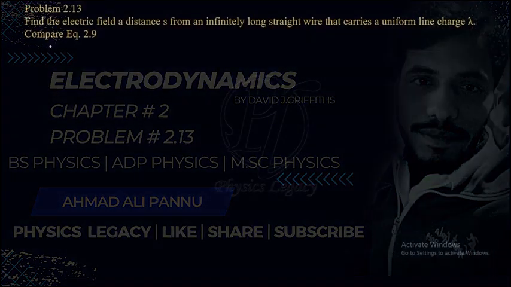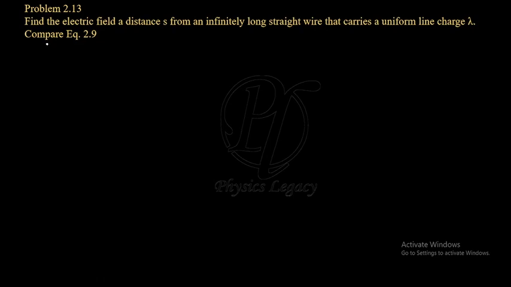Introduction to Electrodynamics by Griffiths, Problem number 2.13. In this problem, we have to find the E field at a distance S from an infinitely long straight wire that has uniform line charge density lambda. And we also have to compare our result with equation number 2.9, that is E is equal to 1 over 4 pi epsilon naught times 2 lambda over z, in the z unit vector direction. This is equation number 2.9.